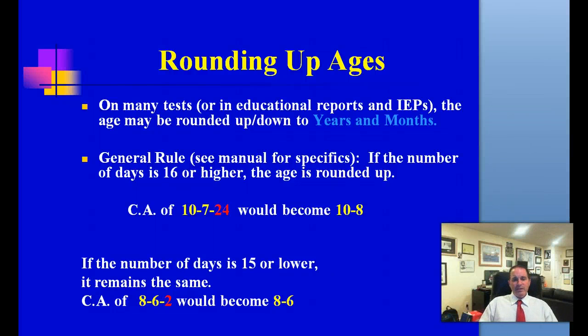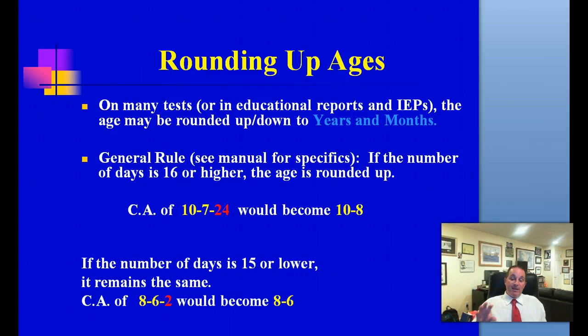Now, one thing to note, on many tests or in many reports and on IEPs, the age of a child may be rounded up to simply years and months. There may not be the actual days on the final chronological age. So the general rule, and you would have to see your manual for specifics, is that if the number of days on the age of the child is 16 or higher, we round the age up.